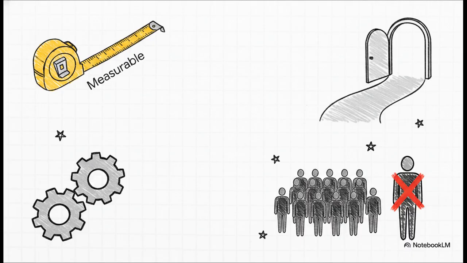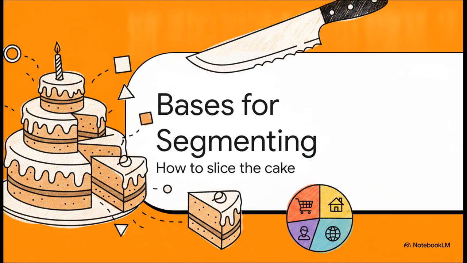And finally, the big one. It must be substantial. It makes zero sense to build a custom car specifically for people over 7 feet tall, right? That segment just isn't big enough to actually yield a profit. Which brings us to our final stop, section 5, basis for segmenting markets.